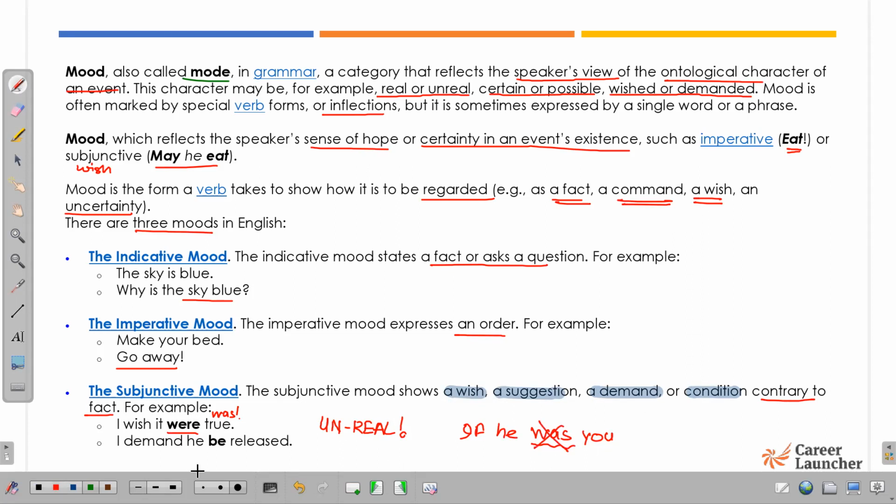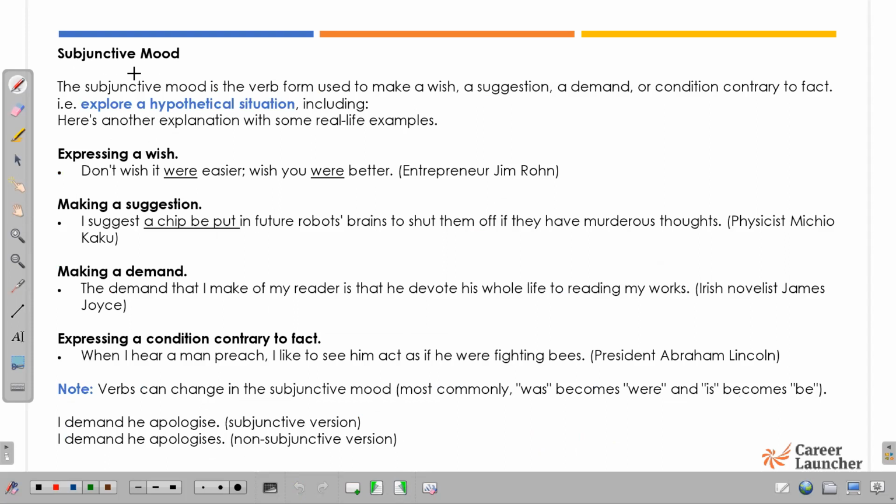You are making a wish. You are talking about something unreal. So you will always replace it with if he were you. And that's the subjunctive. So I demand he be released. Okay, so subjunctive, just keep in mind, because subjunctive is something that is definitely asked. I've just elaborated a bit on subjunctive. It's a verb form used to make a wish, a suggestion, a demand, a condition contrary to the fact.